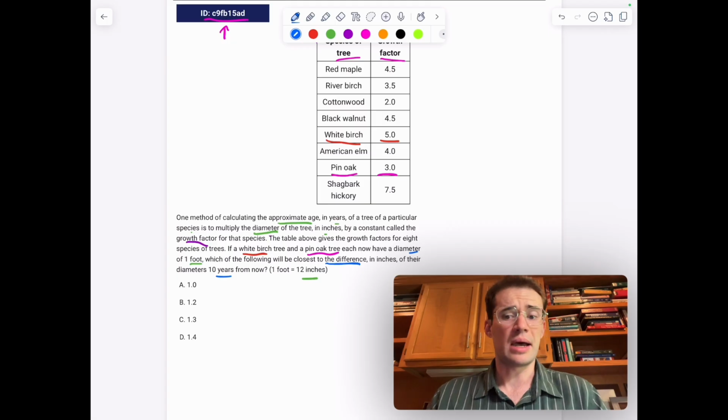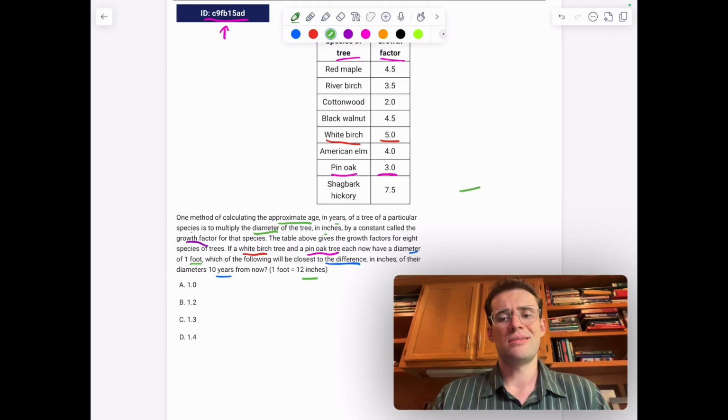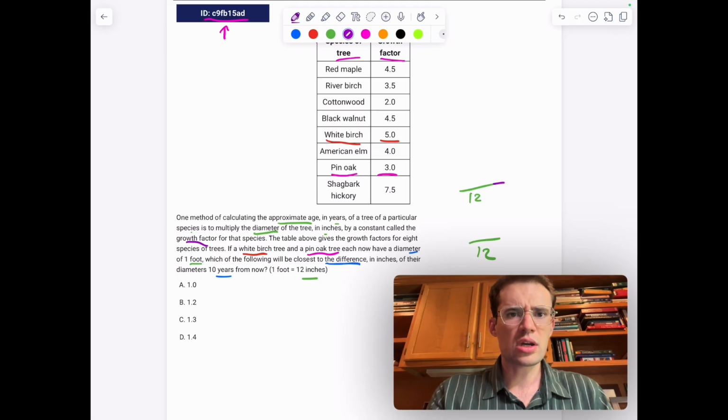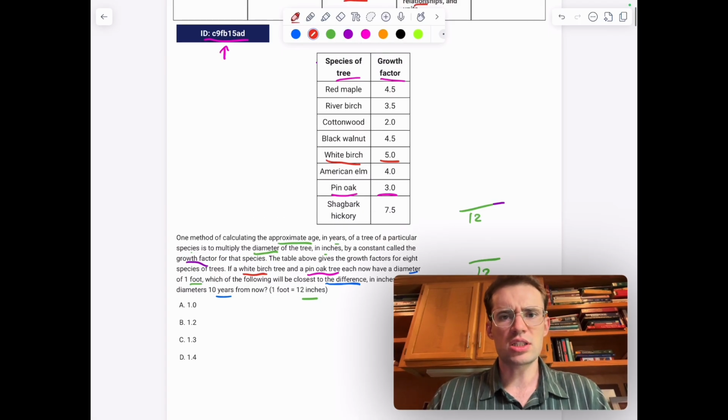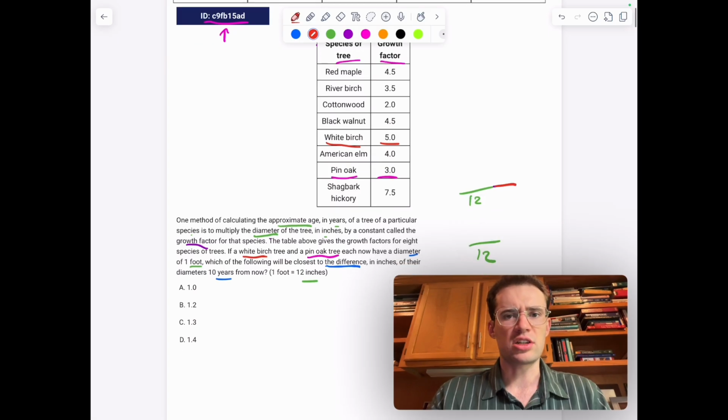So it basically just matters how much they grow over these 10 years. Again, like that 1 foot that they already have, the 12 inches is already there for both of them. They're both already 12. So it's just about how much they grow in that 10-year span. And just looking at it quickly, so white birch has a higher growth factor. So that looks like it's going to mean it will grow faster. And the pin oak has a smaller growth factor of 3 that will grow slower.